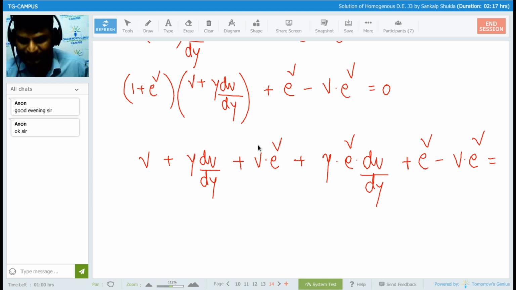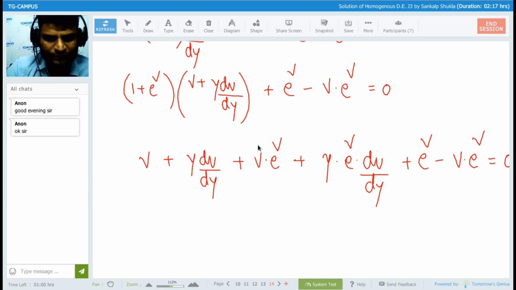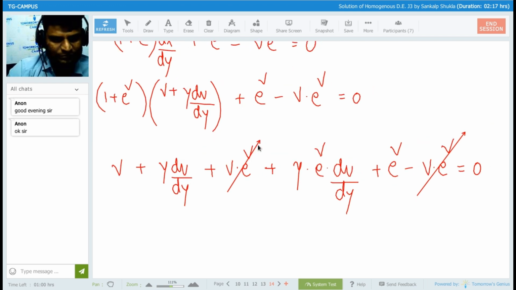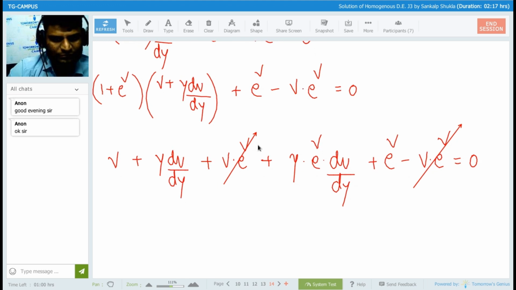Now how many terms will get cancelled? This will be cancelled with this term. Yeah, only this term. So the rest of the terms we can shift into the right hand side. Yes?